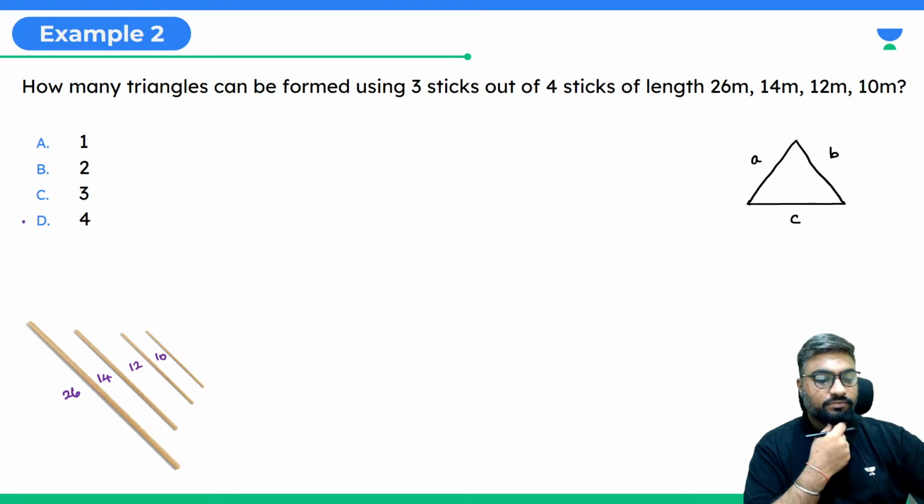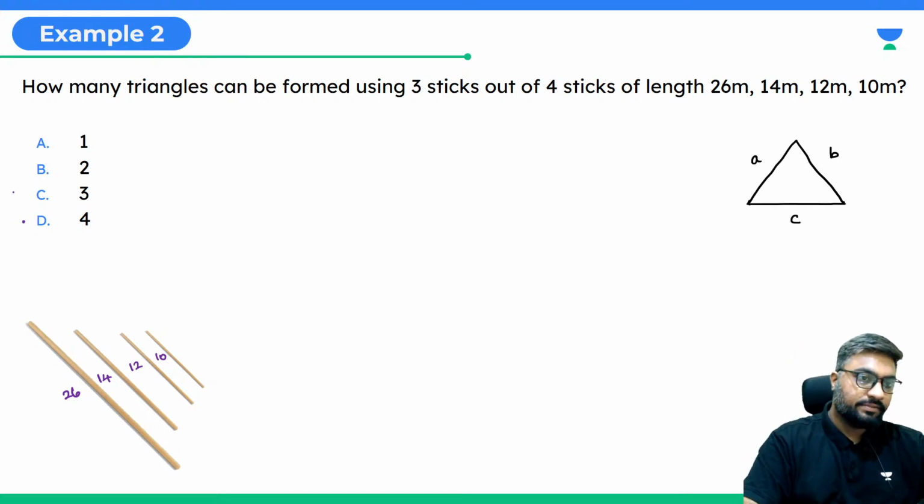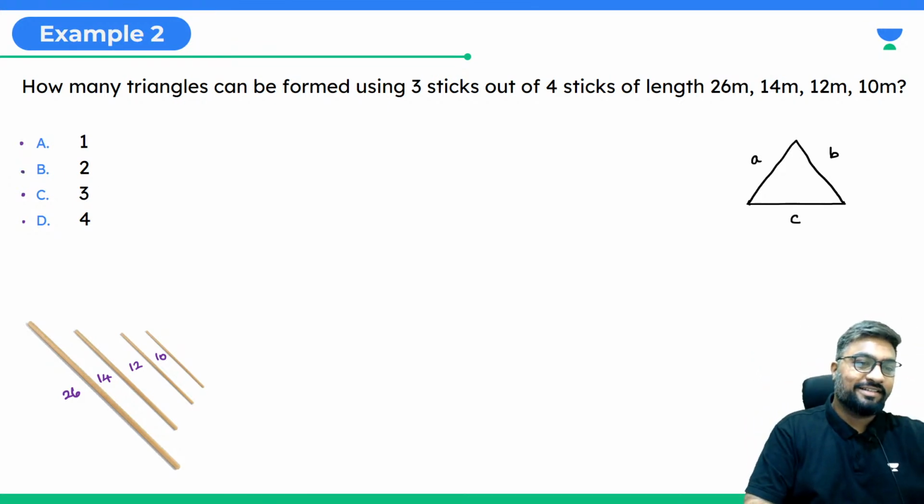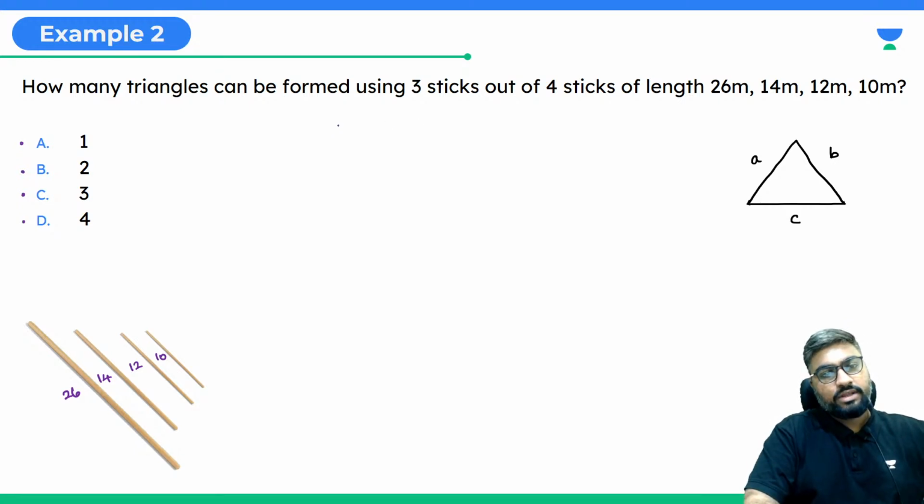Others? Ranjit says 3. Sahil says 1. Okay. How about others? Gulam says 2. Okay, all answer choices are selected. Let's see, what do we know? We know that a plus b must be less than c, sorry, must be greater than c, correct?